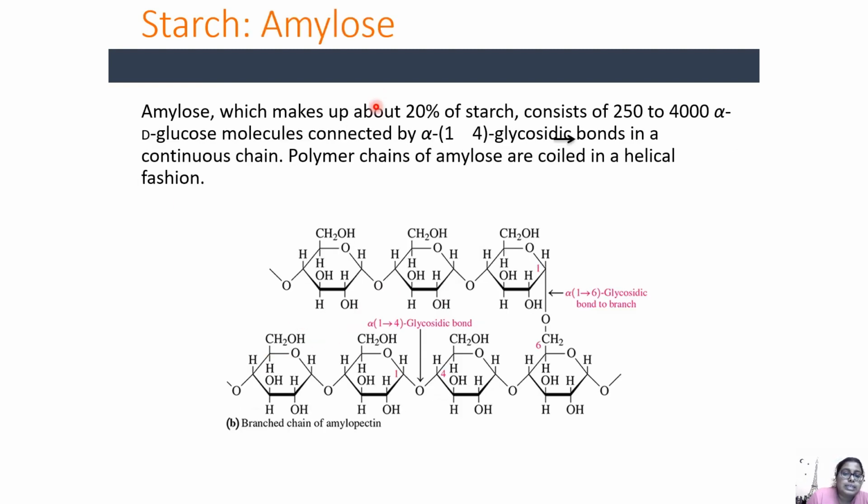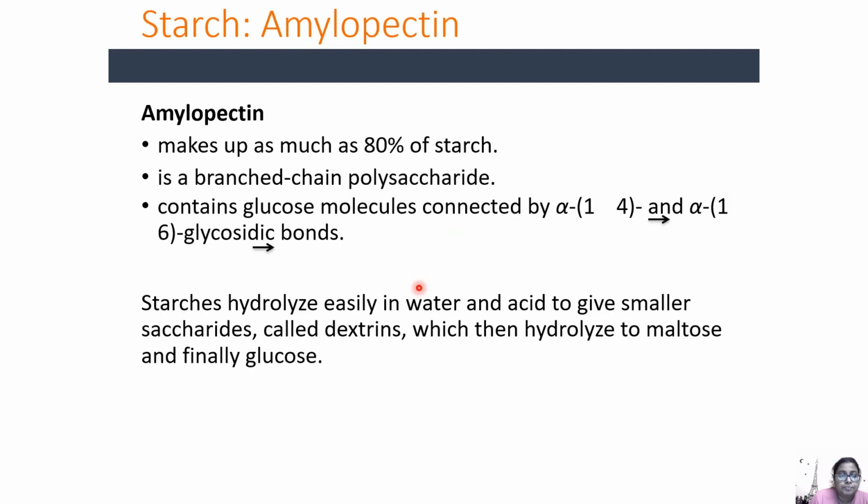So in starch, amylose makes up 20% of the starch, and it consists of 250 to 4000 alpha D glucose molecules connected by alpha 1,4 glycosidic bonds in a continuous fashion. So these are unbranched. If you can see over here, polymer chains of amylose are coiled in a helical fashion. In case of amylopectin, it makes up 80% of the starch. It is a branched chain polysaccharide.